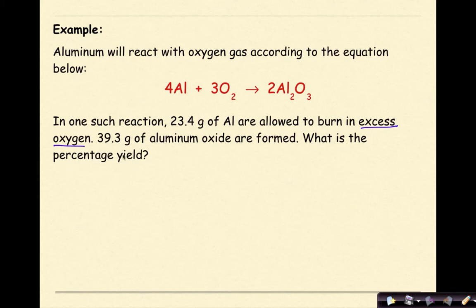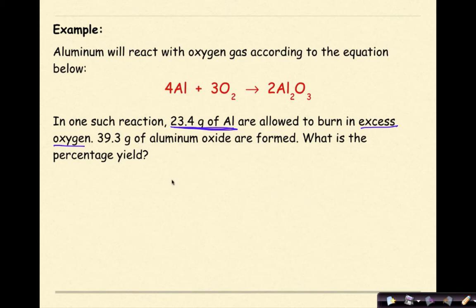There is a lot of information that is given to us in this word problem. The first thing that we're told is the mass of aluminum involved in the chemical reaction. The second thing that we're told is that this is not a limiting reagent problem. They are specifically saying that we have excess oxygen. So we already know the amount of Al2O3 that's going to be produced is totally dependent on the mass of aluminum that we're starting with. They also tell us our actual yield because the problem states 39.3 grams of aluminum oxide are formed. So we're going to come back to this.